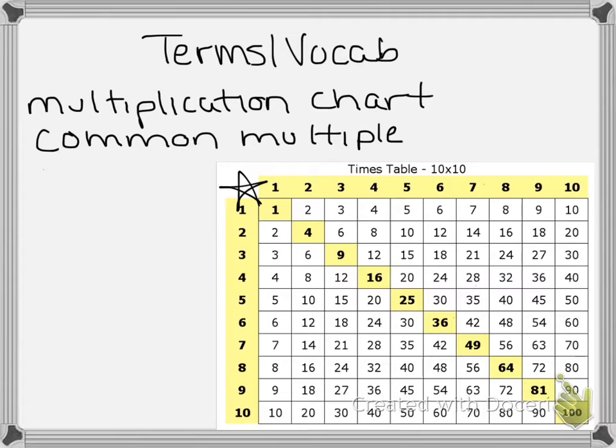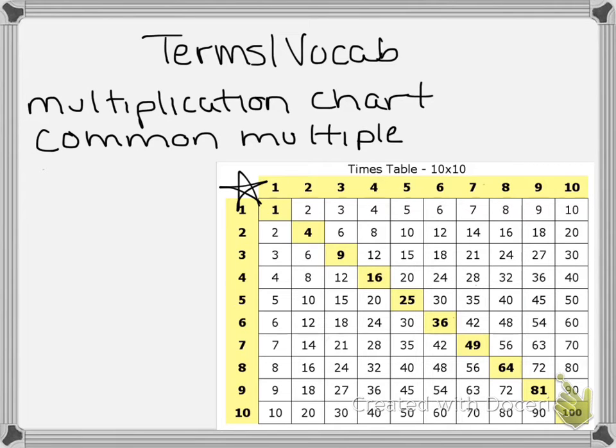Additionally, I would always encourage you to use a multiplication chart or a times table if you ever have any trouble remembering your multiplication facts, because in order to find common denominators, you have to know your multiplication facts or have a multiplication chart. The other term that we're going to review on this page is common multiple. So a common multiple is simply a number that two other numbers have in common. So let's look at an example really quickly.